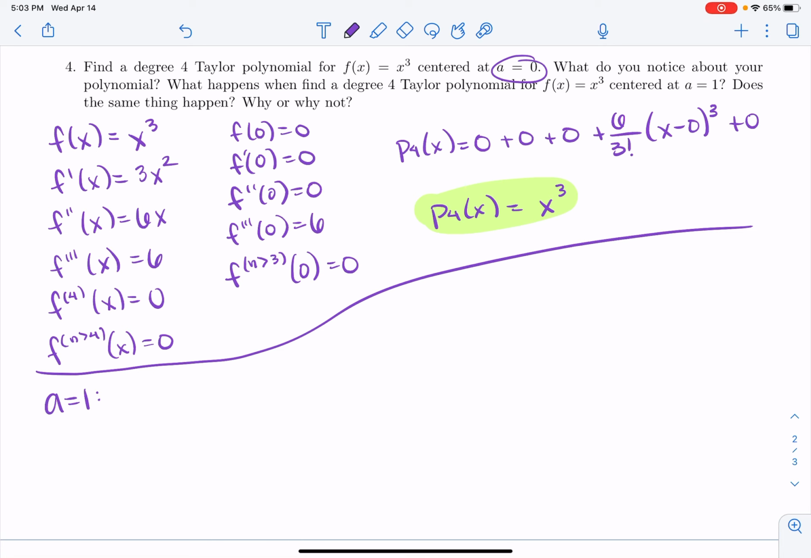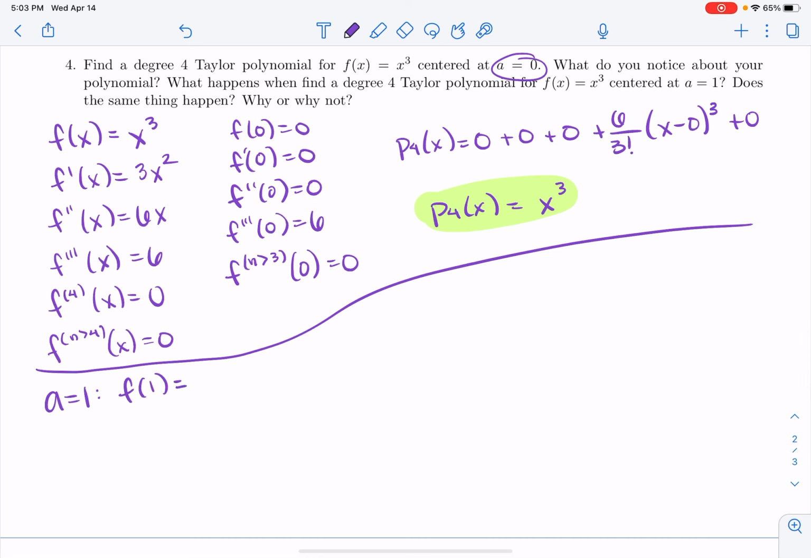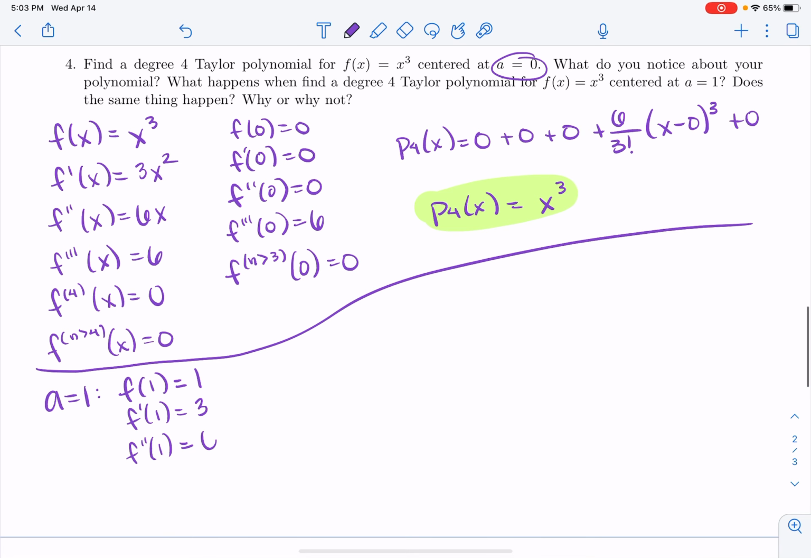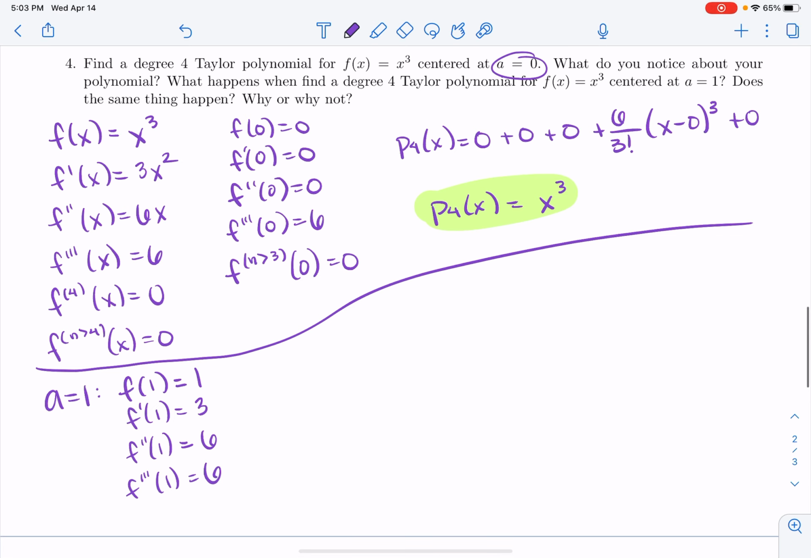Now a equals 1. f of 1 is equal to 1. f prime of 1 is equal to 3. f double prime of 1 is equal to 6. f triple prime of 1 is equal to 6. And the 4th derivative at 1 would be 0, as would all terms higher than that. Okay, so let's see what happens.